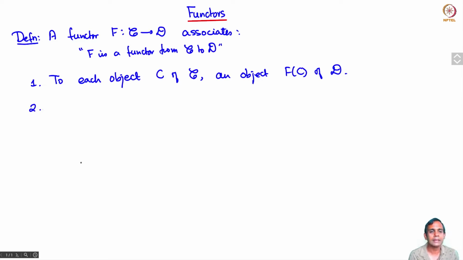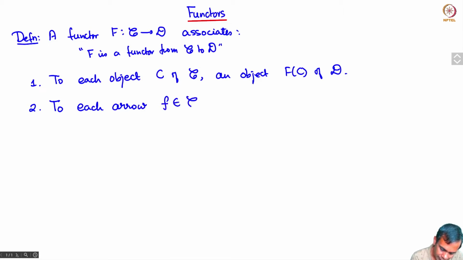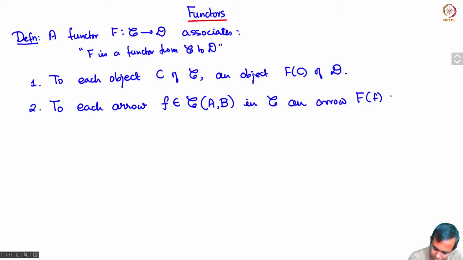And the second thing it does is to each arrow, let's say f in C, and if you have any two objects A, B, it associates an arrow F(f), which is an arrow in the category D, and it goes from the object F(A) to F(B). And these two pieces of data must satisfy the following axioms.